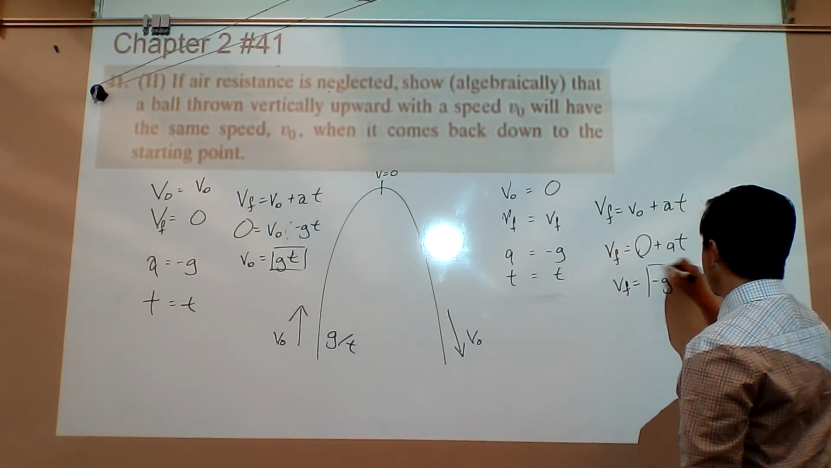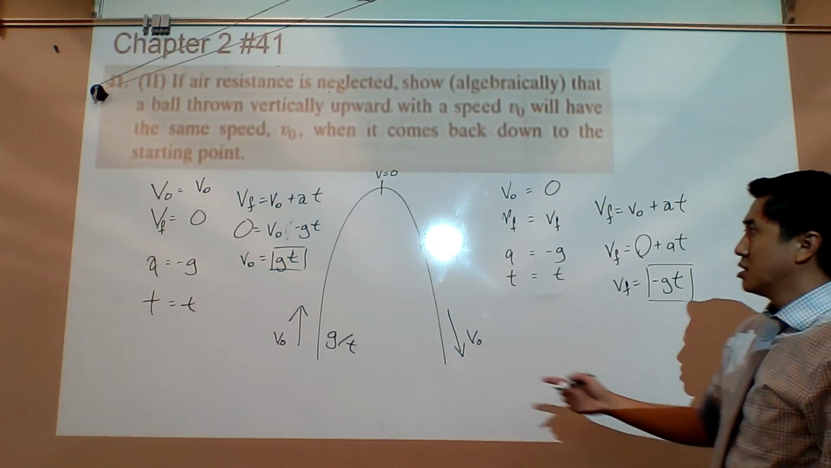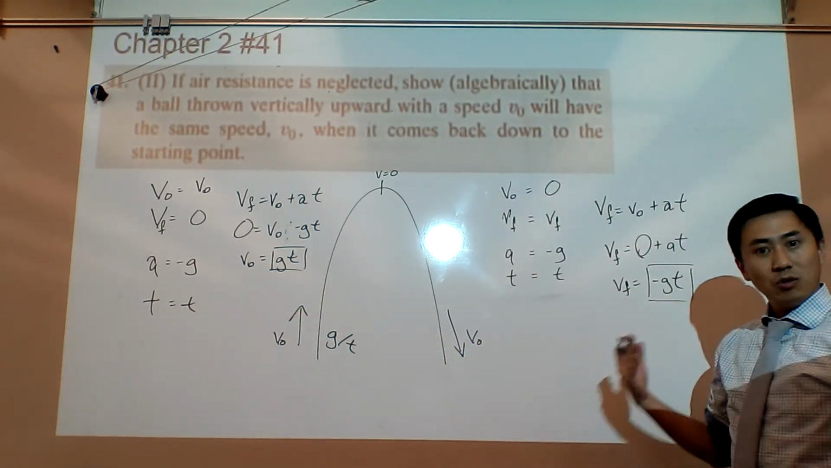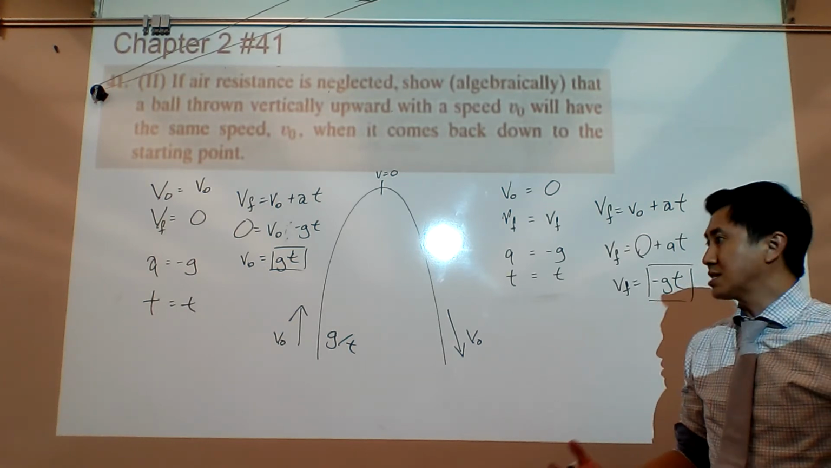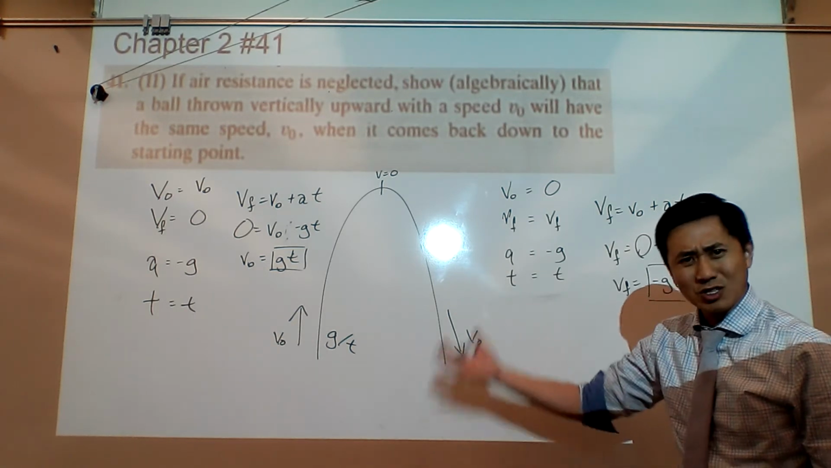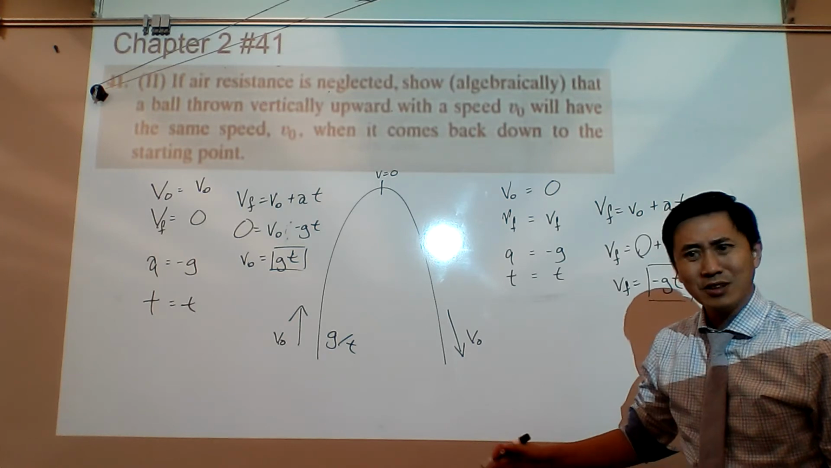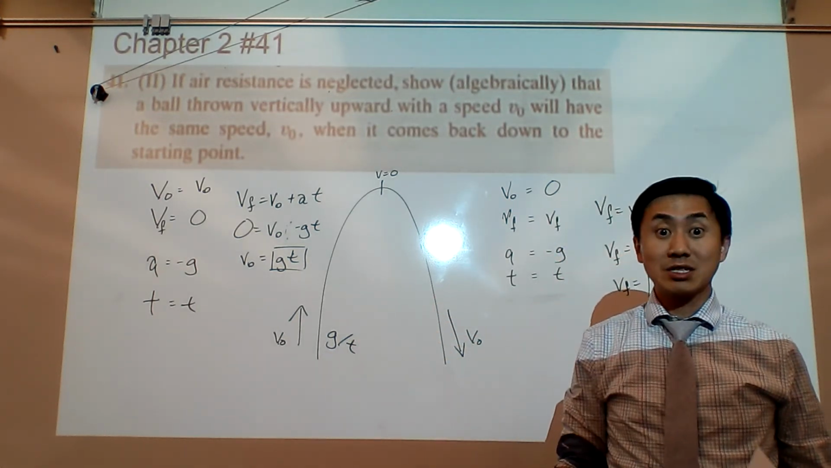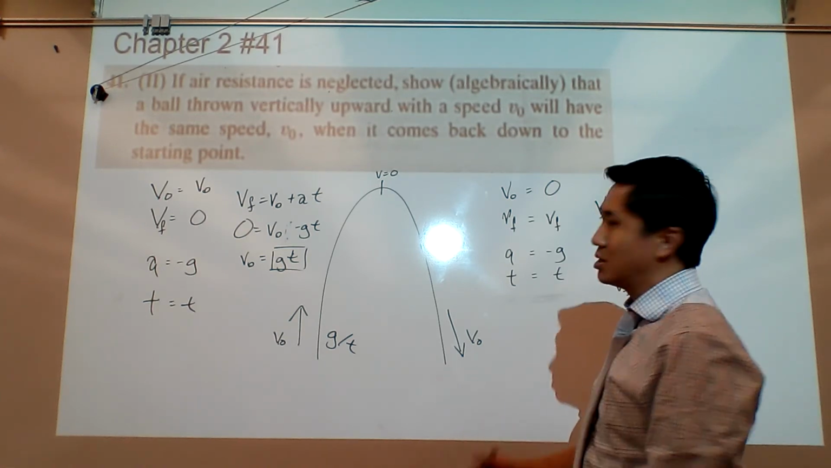GT again, right? V naught is GT. V final is negative GT. We just solved it, right? Because it's asking for the speed. Of course the direction is going to be different, up versus down. So the signs are different, but the magnitude is the same. The speed is the same. So simple and easily done.